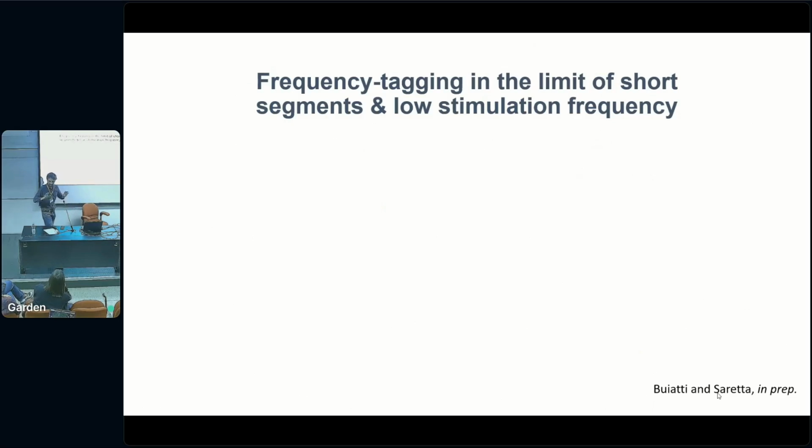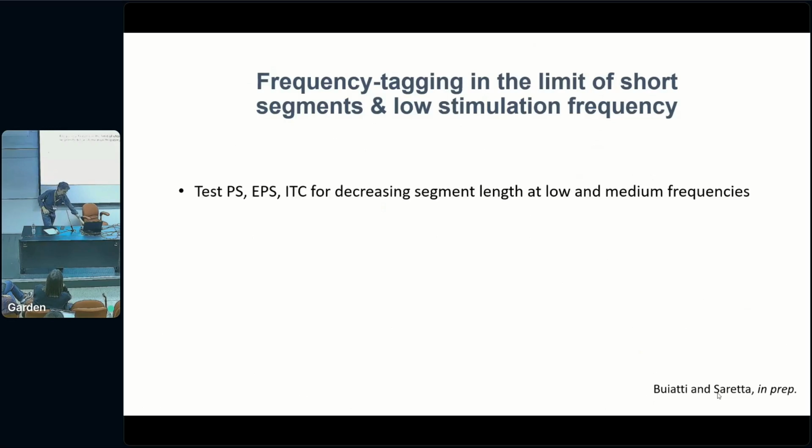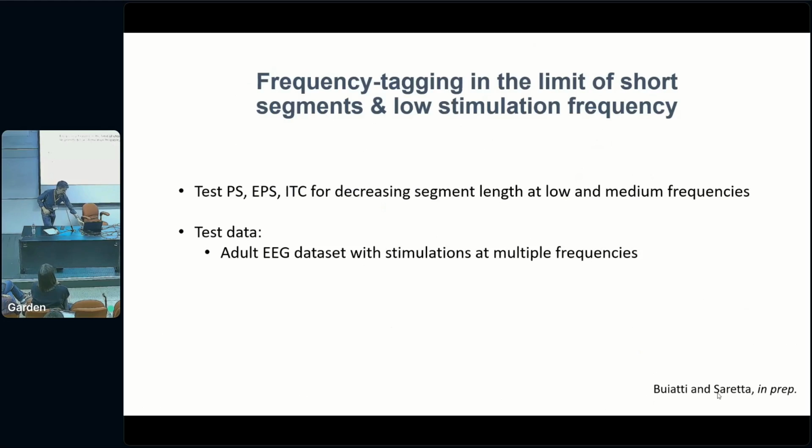This is preliminary data, but I think there is already a message. It has been tested on an adult EEG data set that we recorded while we were recording the newborns, with similar frequencies, because we wanted some toy data where we could investigate methodologically what is the best method. There are also some simulations that I will probably skip because I don't have time, but you're free to ask me afterwards.